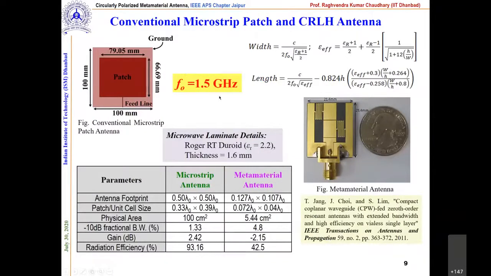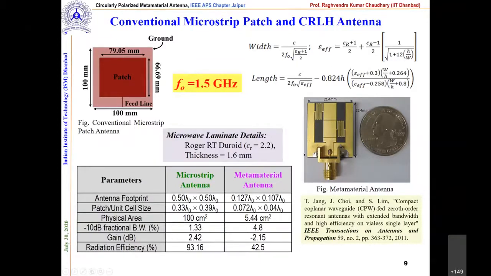There is a purpose why I did this, I will tell you. At 1.5 gigahertz, we tried to find out its dimensions. What we found is that the overall antenna size is 100 by 100 square, whereas the patch size is 79 by 66.7 square. This is a pretty large antenna at 1.5, and if you see the frequency, this is expected. But we cannot deny this size.